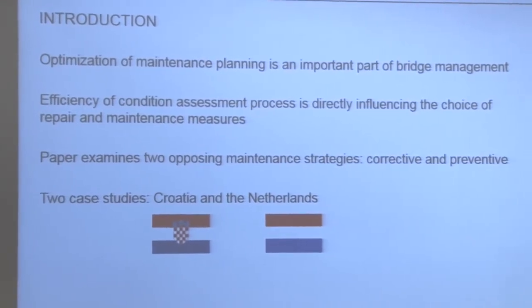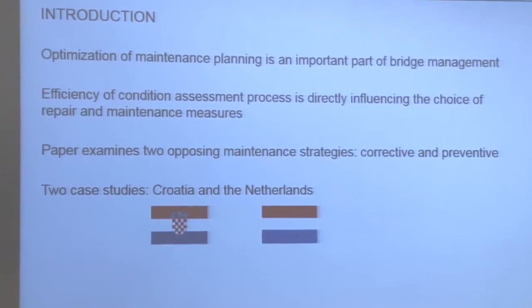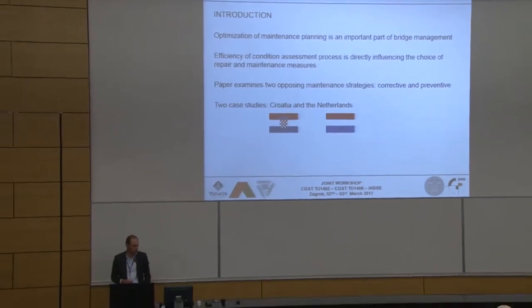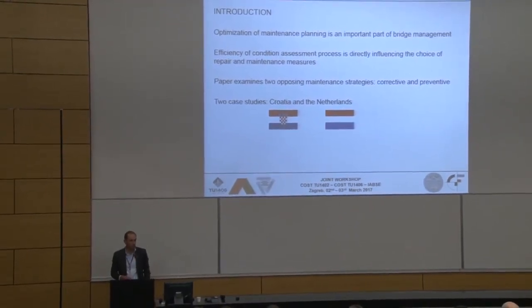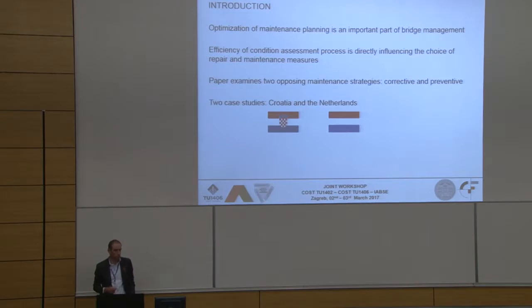And of course, as you know, the optimization of maintenance planning is one of the most important aspects of risk management. And to do so, the efficiency of the condition assessment process is of course really important. So if we have a better understanding of the condition of the bridge and the deterioration processes, this would help us to make better decisions on what repair options to choose. So what we have done in this paper is to examine what we could consider two opposing maintenance strategies, a corrective and a preventive maintenance strategy. And we looked at two case studies, like I said, one from Croatia and one from the Netherlands, to compare those two.